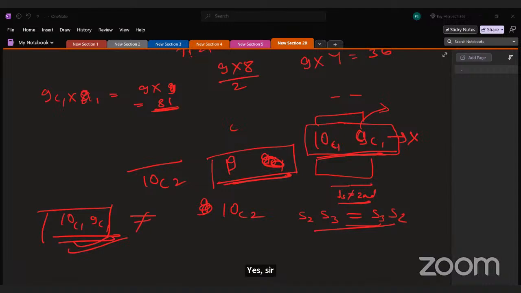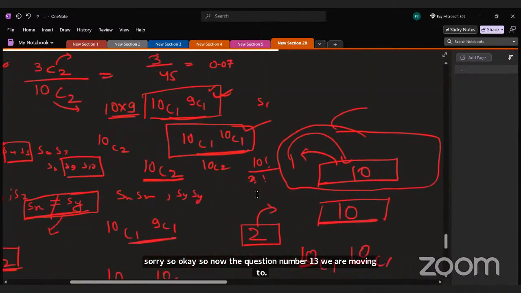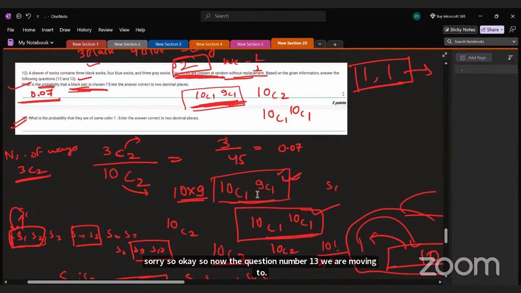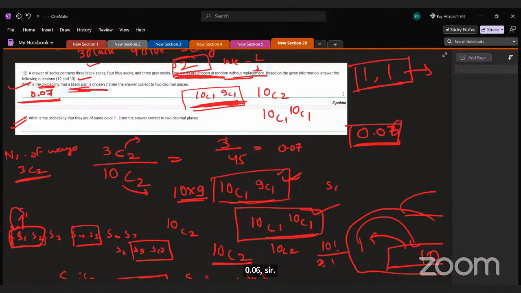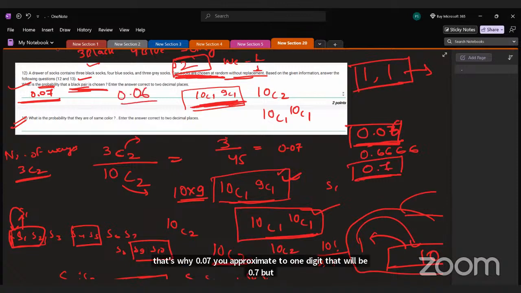Now we are moving to question number 13. So the final answer of 12 is 3C2 by 10C2, which is 0.07. Whatever this calculation fetches, approximately 0.0666 will continue, so that's why 0.07. If you approximate to one digit, it will be 0.07, but it's up to you. If you want, you can write 0.06. They will give such an interval in which both will lie.